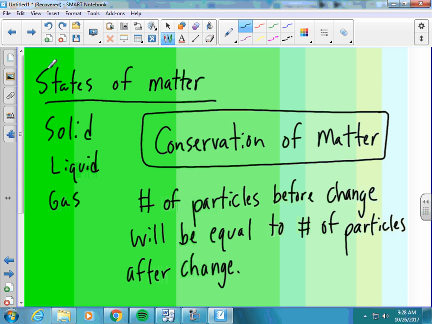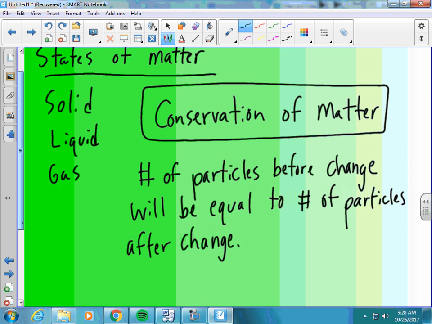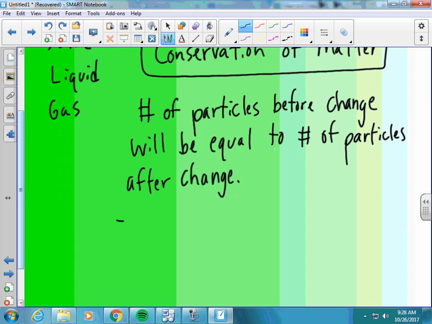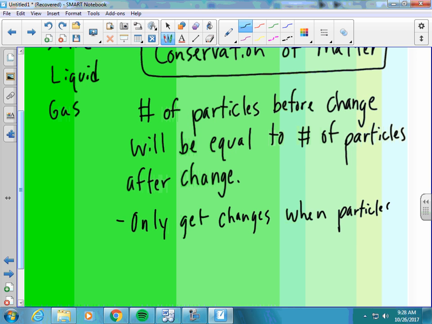So this conservation of matter or conservation of mass, whatever the mass is before the change should be the same after. Now, sometimes this is not true. We only get changes when particles during the change enter or leave the system. Like if I have something evaporate, could the mass change? Sure, because some of the particles turn into vapor or gas, go into the air, and leave the system. We can't find the mass of those afterward. So it does appear that the mass went down, but is there really less matter? Did matter disappear? No, matter just left the system.